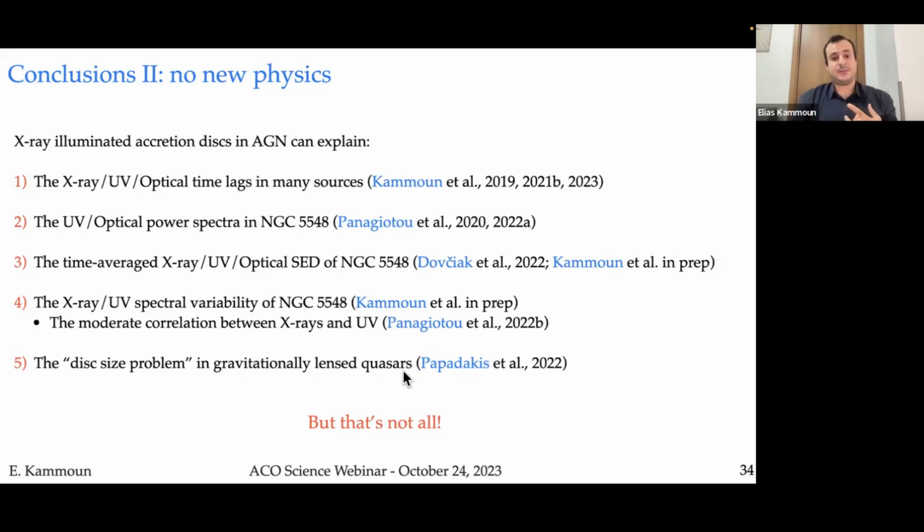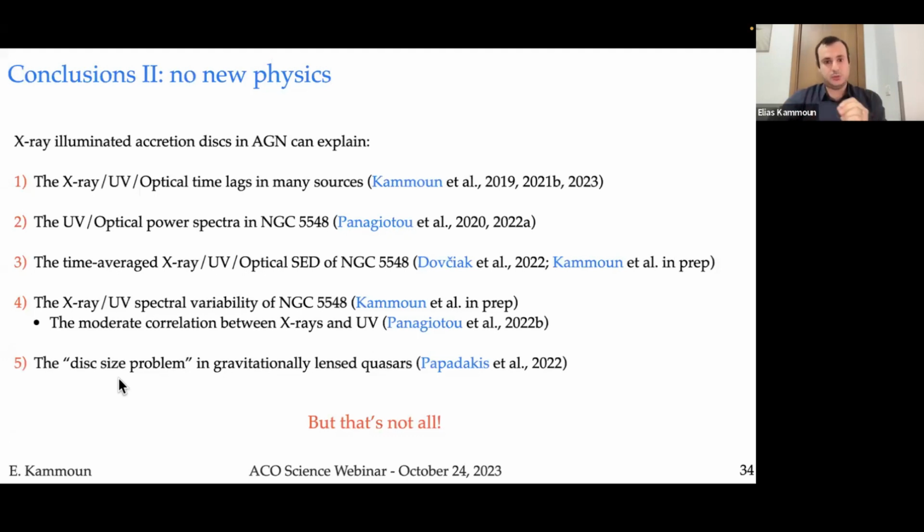We could explain the time average X-ray UV optical SED for NGC 5548, and we're working on other sources. Four, we could explain the X-ray UV spectral variability of NGC 5548, and even using that model in Panagiotou 2022, we could explain the moderate correlation between the X-rays and the UV, which is also in agreement with what we found in NGC 5548. And fifth, which I could not show here because we don't have enough time, by assuming that model, we could even explain the disk size problem in gravitationally lensed quasars.